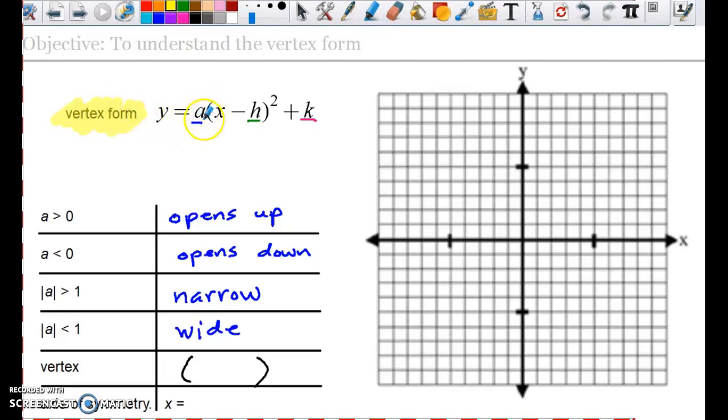y equals a times the quantity x minus h squared plus k. And what's great about this is that the vertex of your equation is going to be at the coordinates (h, k), which makes it super easy to find the vertex when it's in vertex form. H, and then the comma, and then the k value is the y coordinate of the vertex. And the axis of symmetry is x equals h.